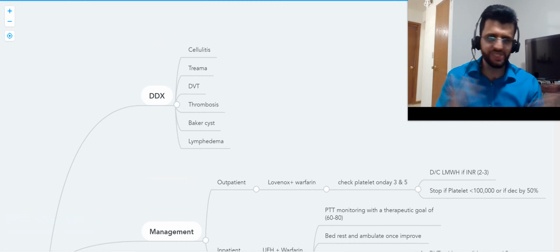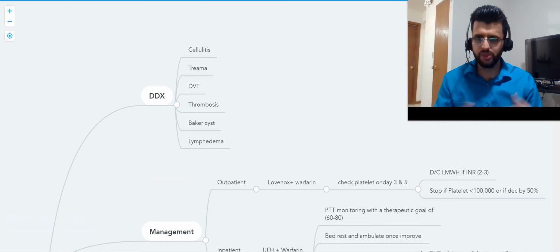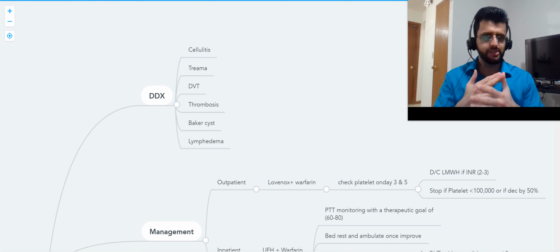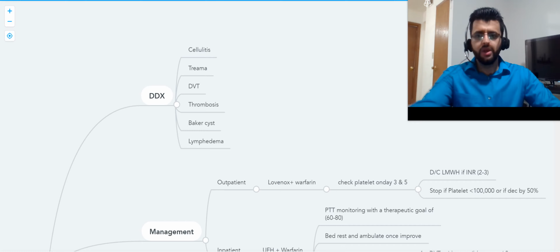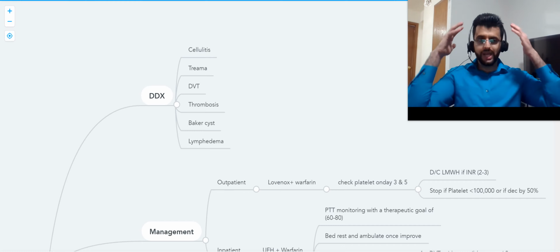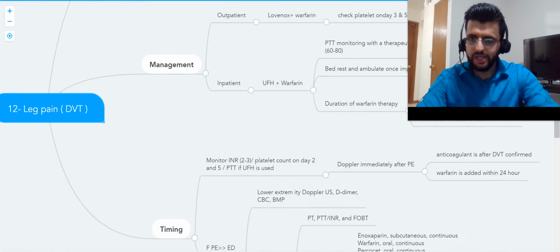It could be thrombosis, just like hereditary or whatever. It could be Baker cyst if associated with rheumatoid arthritis, usually. It could be lymphedema. Okay, usually with the trauma, they obstruct lymphatics or cancer. Okay, so these are the differentials we have in the back of our mind.